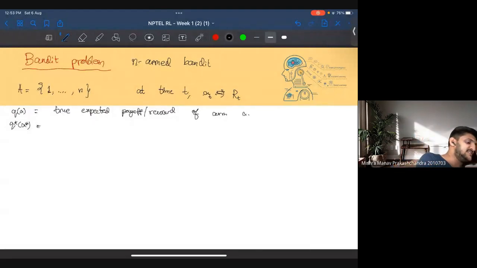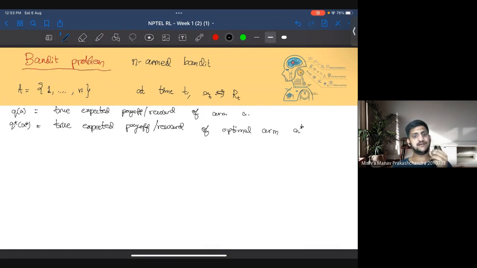Okay. And then Q star of a star is the true expected payoff or reward of the optimal arm. So a star is the optimal arm, and Q star here is the optimal value function. The star here indicates optimal. So Q star of a is the optimal value function for arm a, and Q star of a star is the true expected reward of the optimal arm a star. It's the optimal value function for the optimal arm. I hope I am clear. Otherwise, we can take it up next week. Sure.